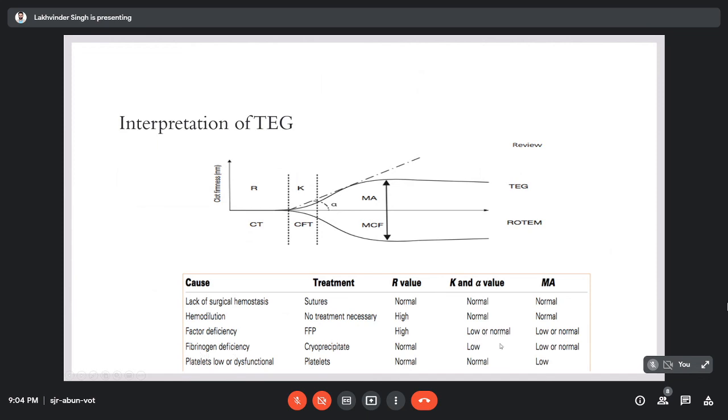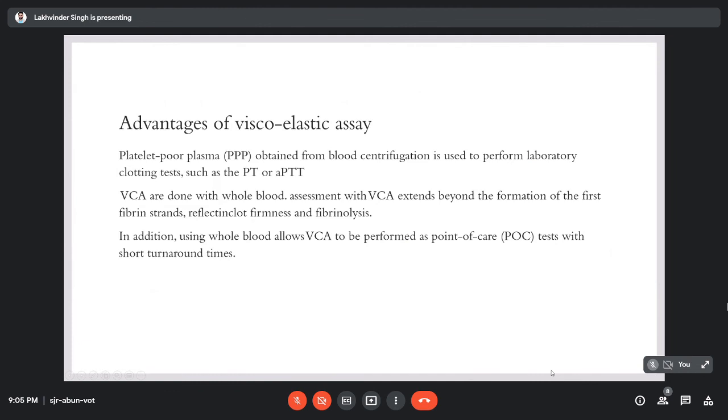In fibrinogen deficiency, your R value will remain normal. So if the R value is normal, do not transfuse FFP. Transfuse only fibrinogen, that is cryoprecipitate, or platelets. If platelets are low or dysfunctional, the K value may be normal and the R value would be normal, but the maximum amplitude is less. In that case, platelet transfusion is required.